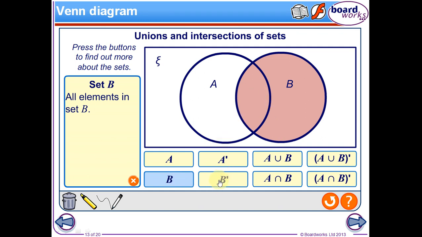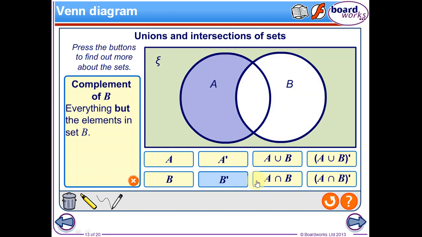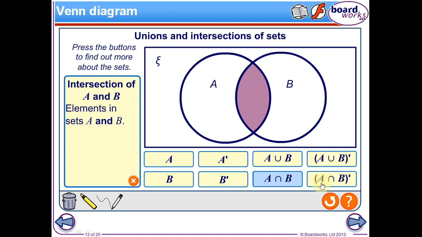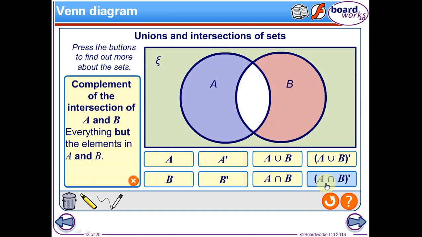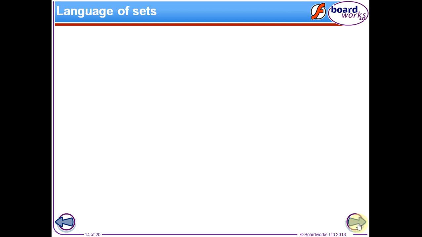Then B complement. B complement means I don't want this shaded part B, so it will be this white portion, that will be A only. Then A intersection B means what is common to A and B, so it will be this region. Finally, A intersection B complement: I want the complement of it, so that will be the white region, everything outside. So now, guys, let's go ahead with the last stage.